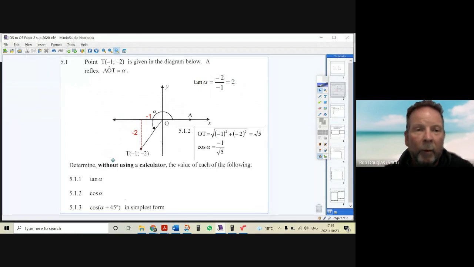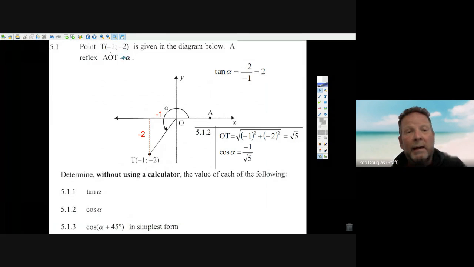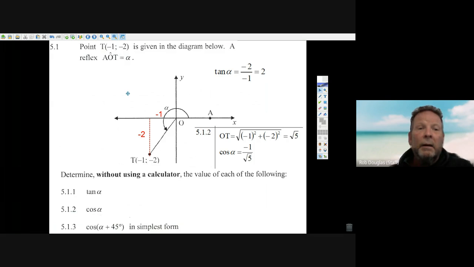Okay, we're going to do this question 5 from the supplementary paper, the last supplementary paper, 2020. Actually, it's 2021, but let's just give it a try. You're given this point, -1 and -2, and you're asked to find the tangent of theta, the cosine of theta, and the cosine of theta plus 45 degrees. And theta is this reflex angle that starts here and goes all the way down here. But your triangle is kind of based on this little reference angle right here. And we can figure out the whole story.